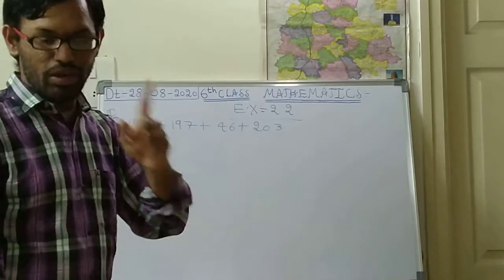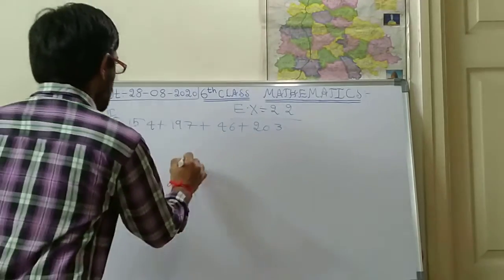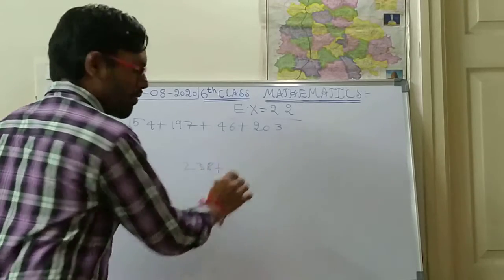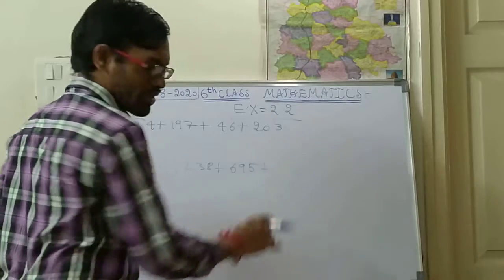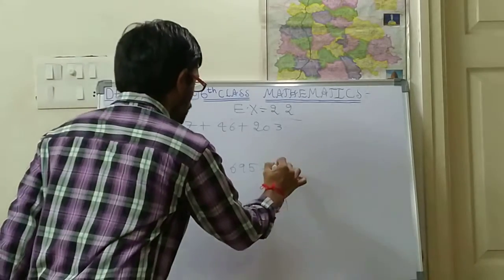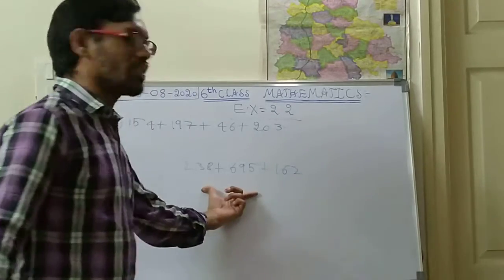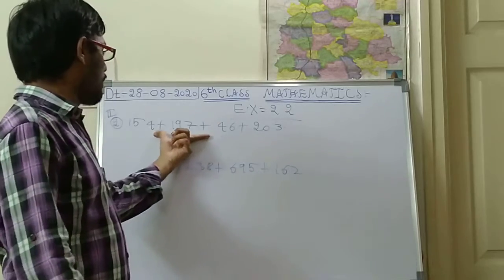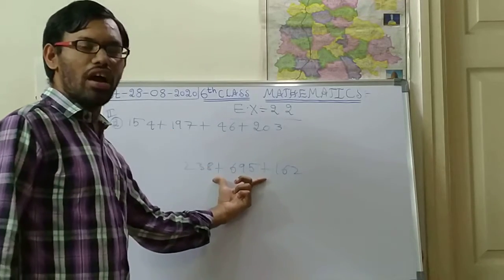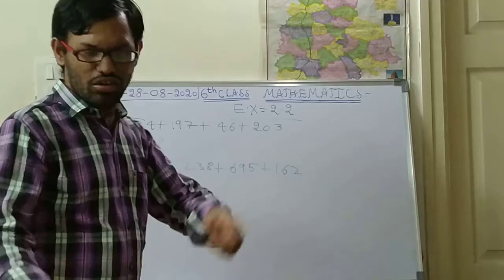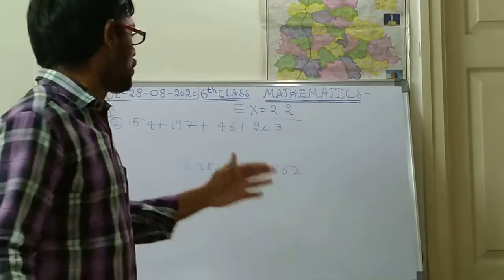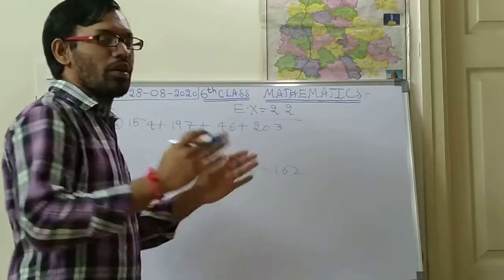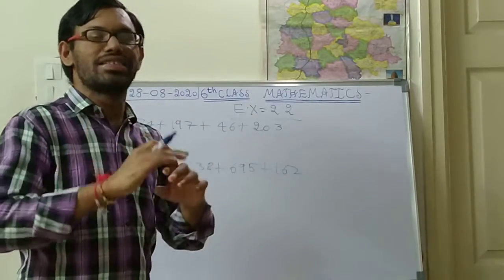In the second bit, what is the first problem? The first problem is 238 plus 695 plus 162. So this is the first problem of the second bit, and the second problem is this one. What is the question given? Find the sum by suitable arrangement. So by arranging suitably, we can add very easily.